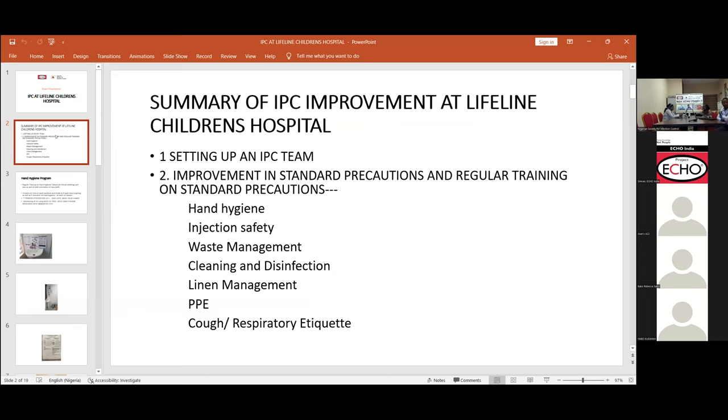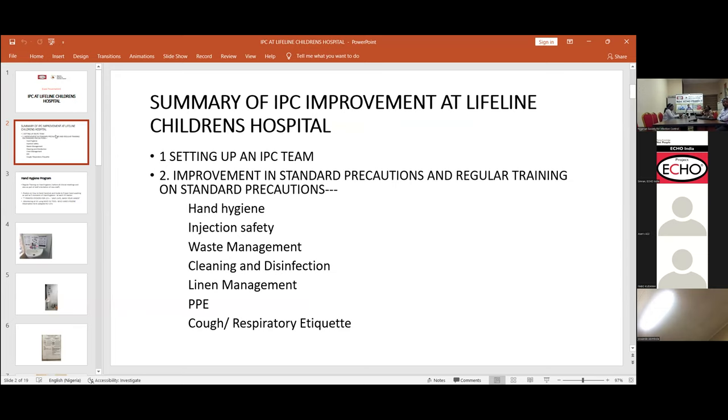Since I did the training, with the summary of the things we've been able to do, we've been able to set up an IPC team. We've been able to improve on our standard precautions, and we have regular trainings on standard precautions. We've had training on hand hygiene, and I'll just go through one or two highlights on this.